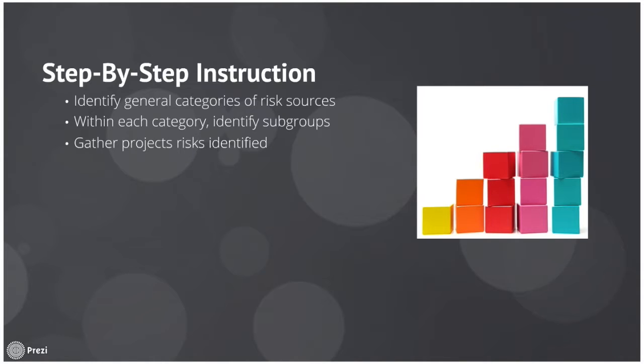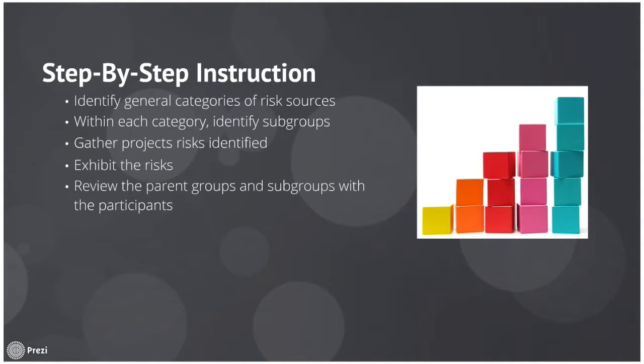Next, gather project risks identified. Use virtually any idea generation technique to identify relevant risks. Then we'll exhibit the risks. Work with a group to organize the risk appropriately by using logic and natural groupings. The process of affinity diagramming works well here. Next, we'll review the parent groups and subgroups with the participants. Identify the risks. Sort the risk. So we'll sort the risk into the lowest level of the RBS.